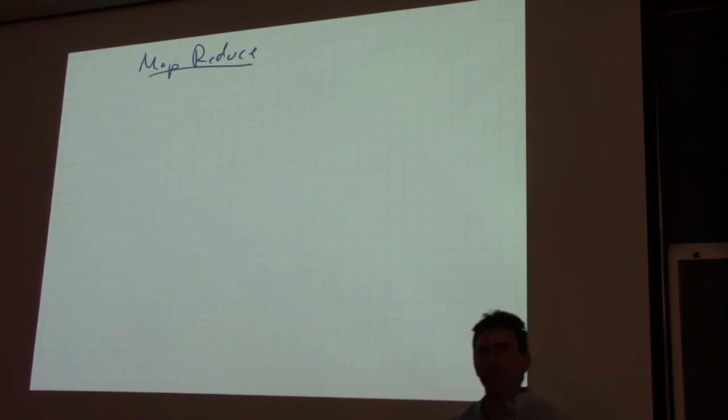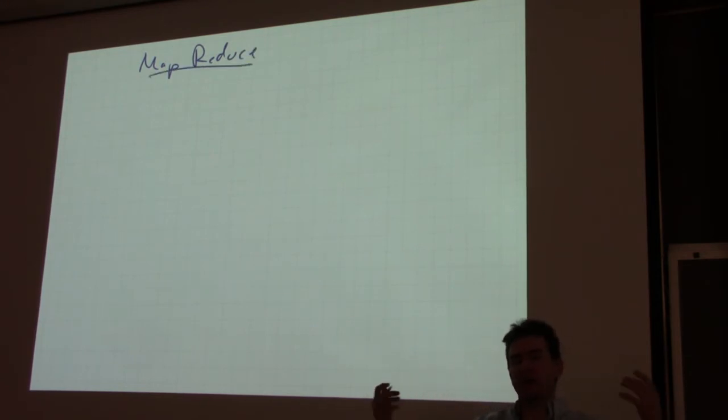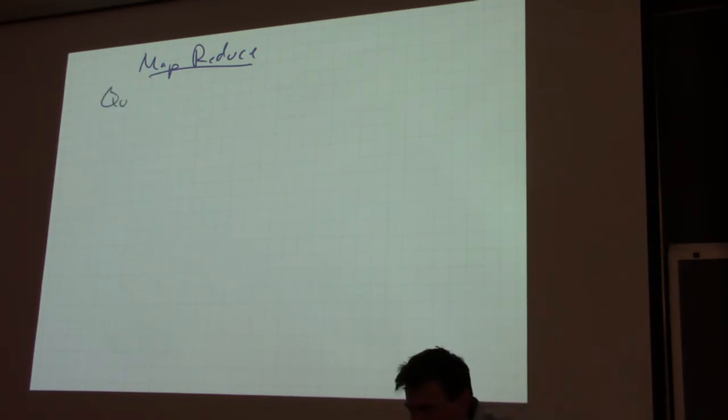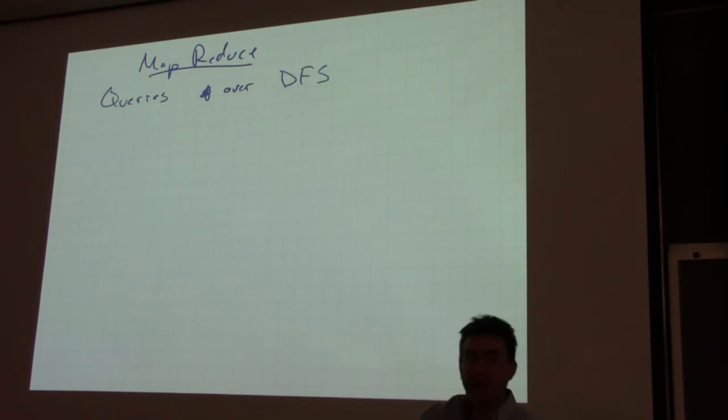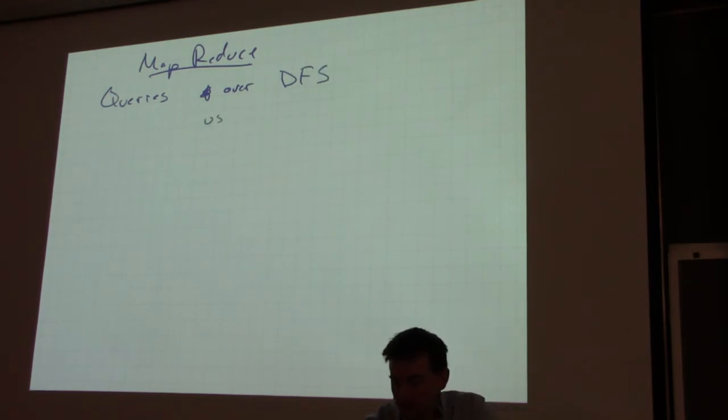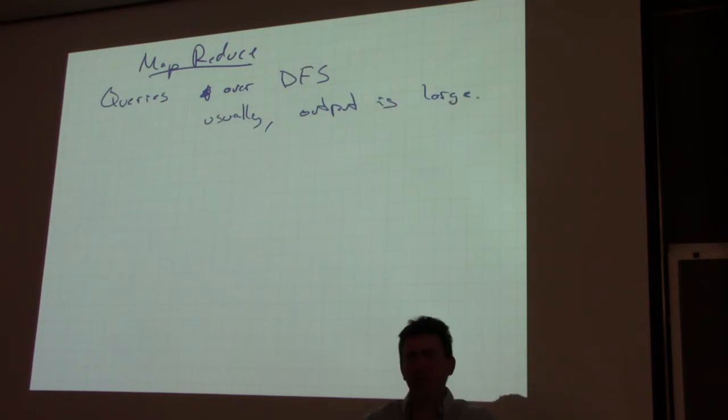Okay, so MapReduce. MapReduce is a way of doing queries over a distributed file system, and usually they're interesting when the output is large, right? So the output is something that you might not even want to store on one computer.